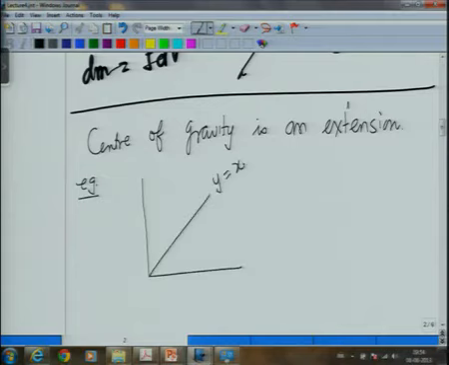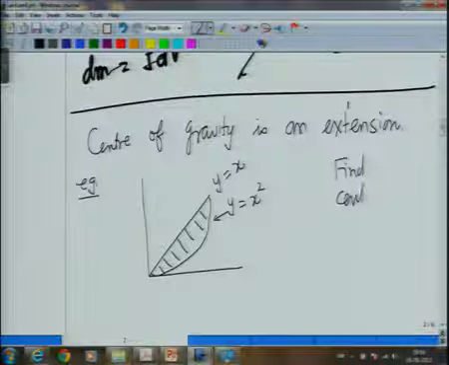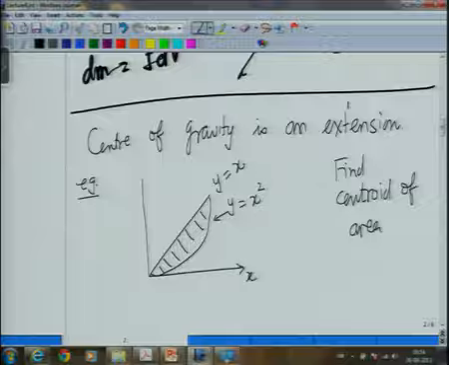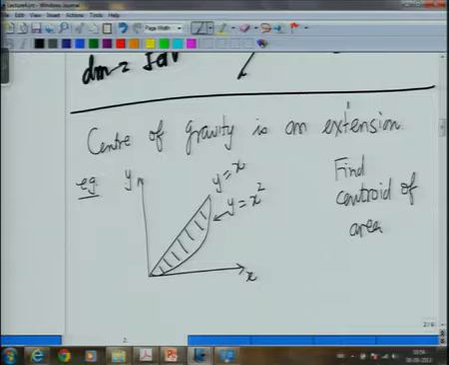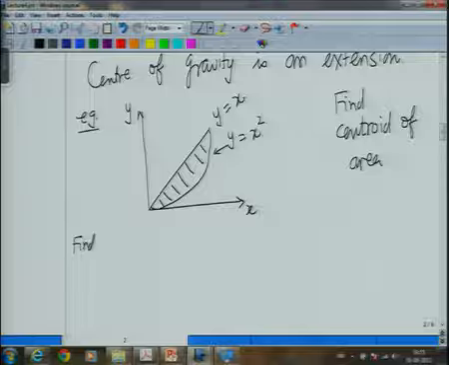I have the line y is equal to x and the curve y is equal to x square, and we want to find the centroid of this area. To find the centroid, the first thing we have to do is find the area itself. So the first step is to find the area.